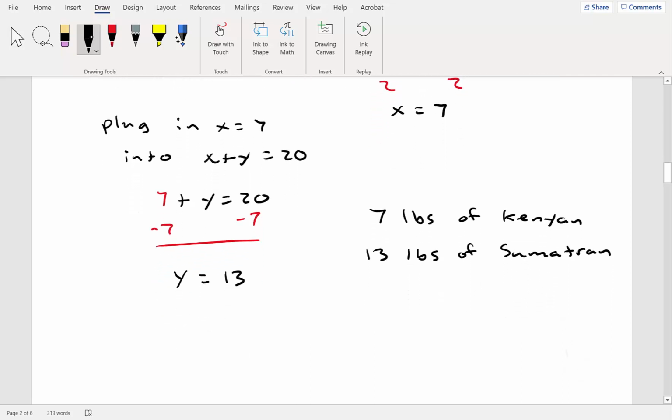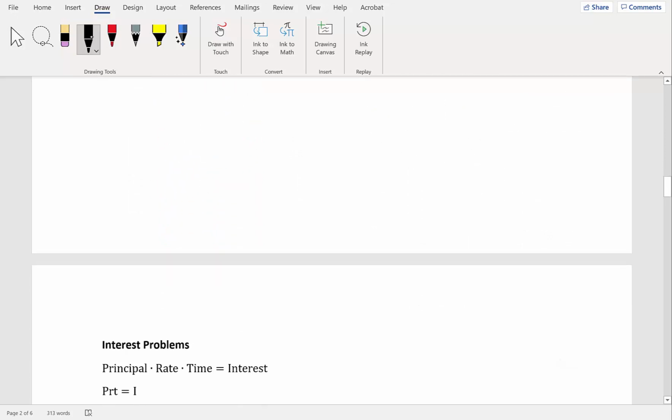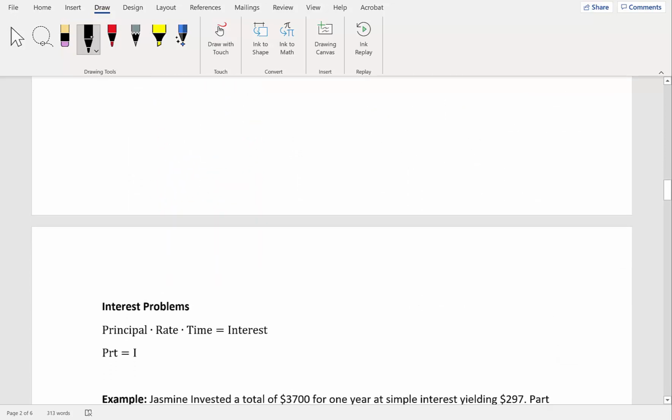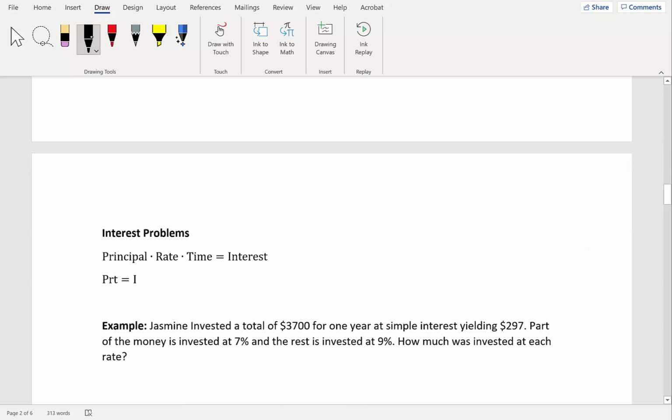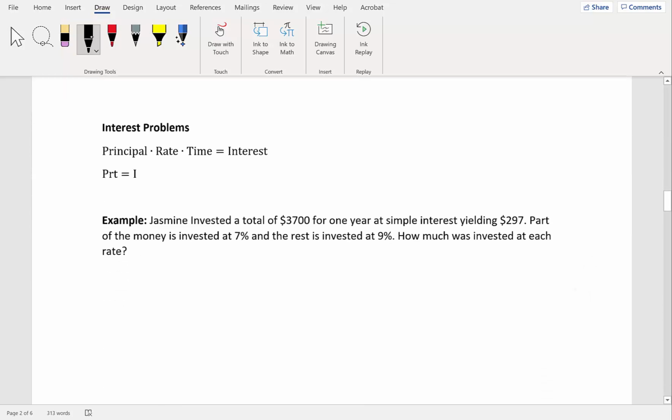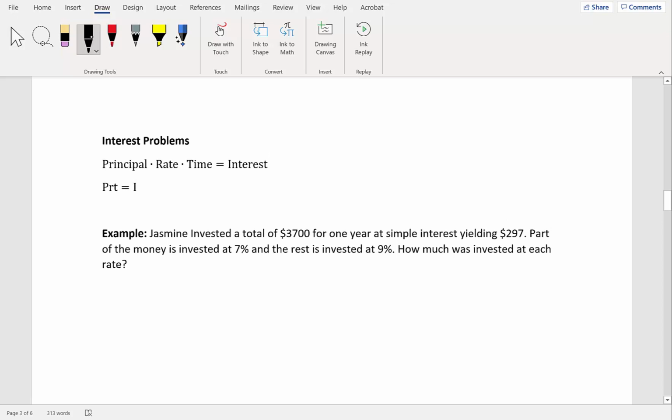Now let's take a look at a different type of problem. Okay, this time we're going to take a look at interest problems. Now with interest problems, we have the formula principal times rate times time is equal to interest. For this example, it says, Jasmine invested a total of $3,700 for 1 year at simple interest, yielding $297. Part of the money is invested at 7%, and the rest is invested at 9%. How much was invested at each rate?